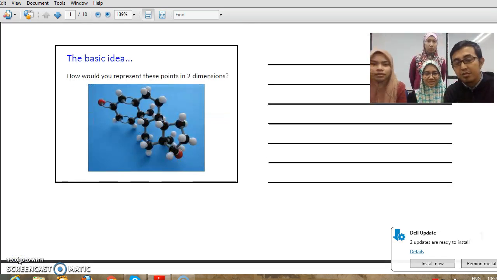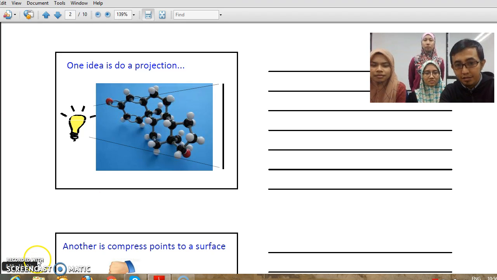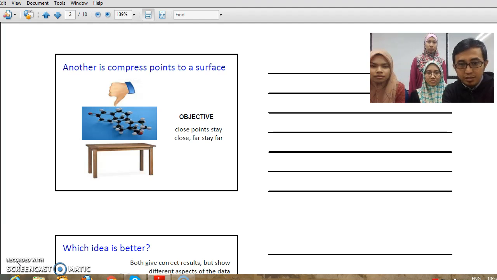Okay, this is the plotting of the variables by the dimensions. Next, we will see the methods that we can use with this idea. One idea is to do projection. Another method is to compress points to a surface. The objective of this method is to see whether close points will stay close and far points will stay far.